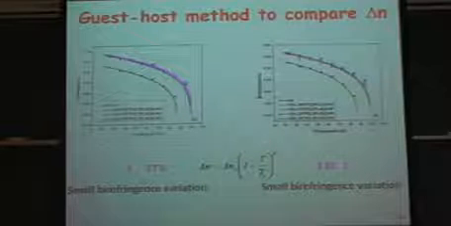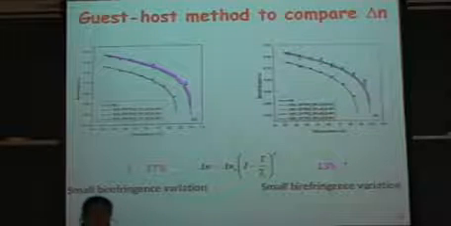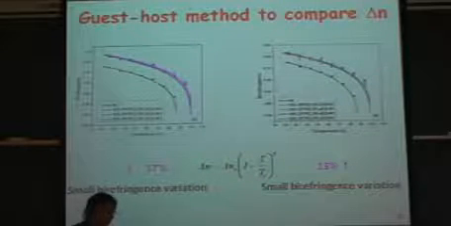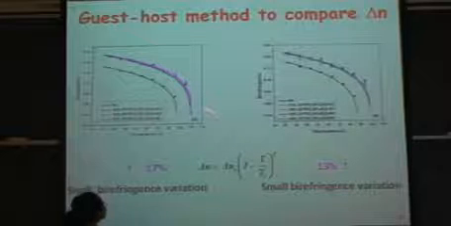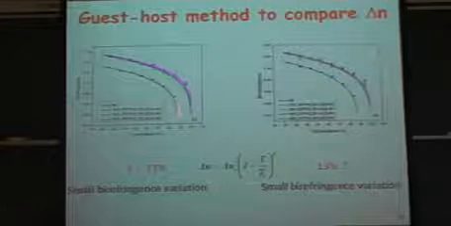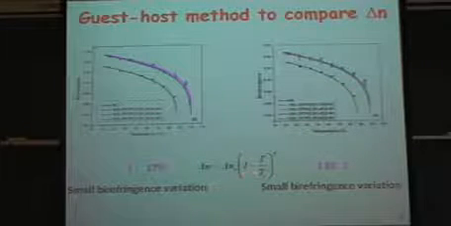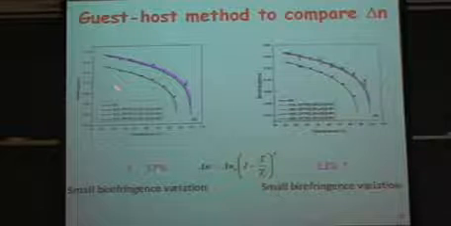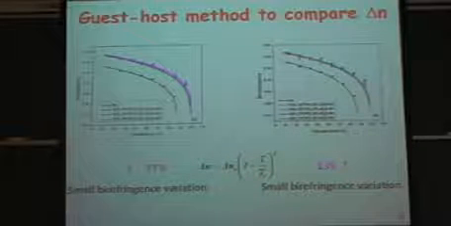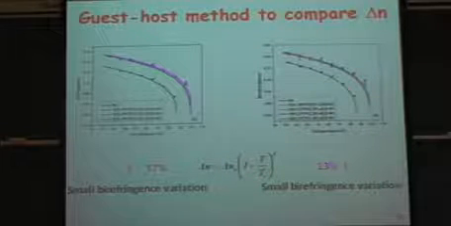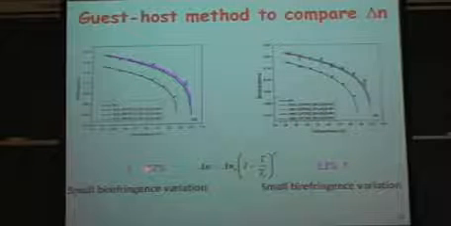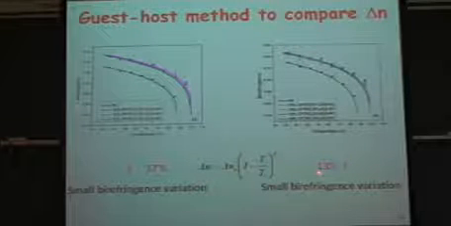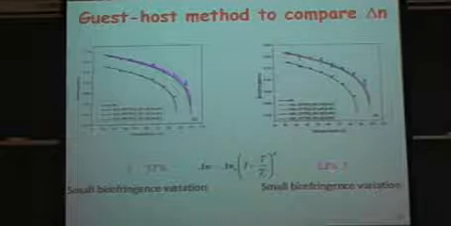Then this is the result. I dope 10% of each of them into the -1 host and measure its birefringence at different temperatures and fit it by this equation. This equation tells us the birefringence decreases as temperature increases. And the improvement for phenolphthalein is 17%, for the cyclohexane is 13%.